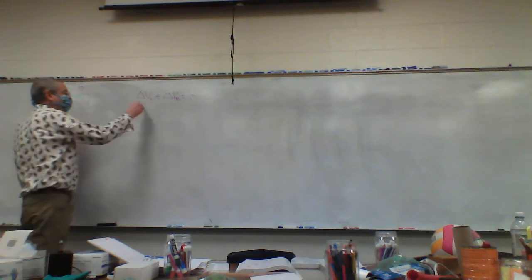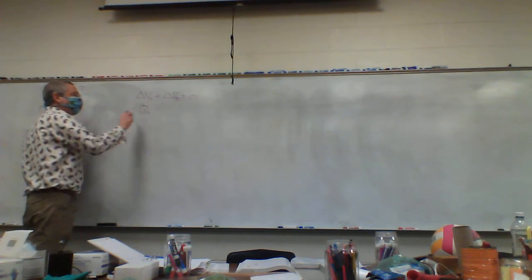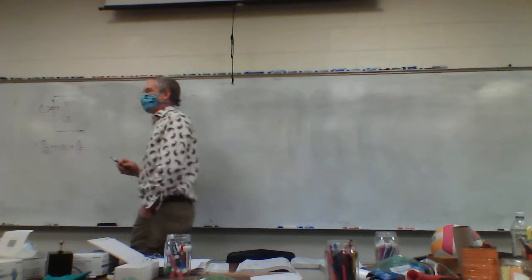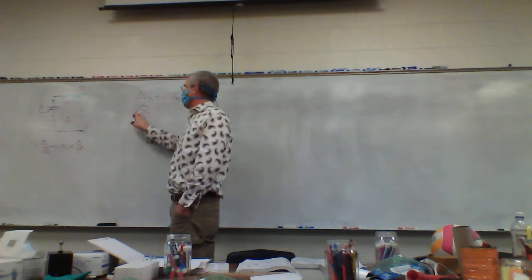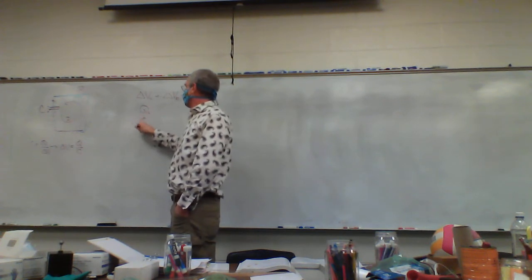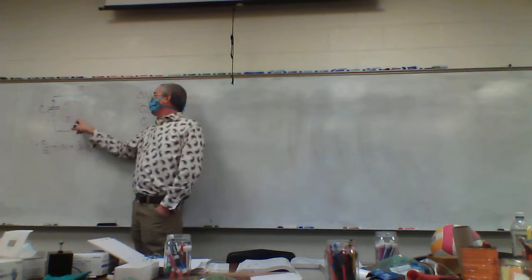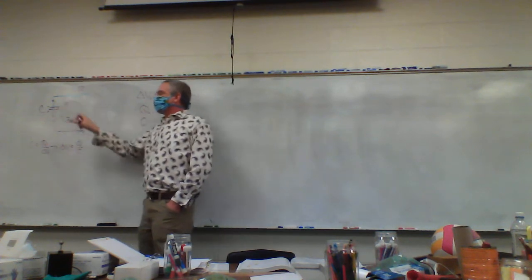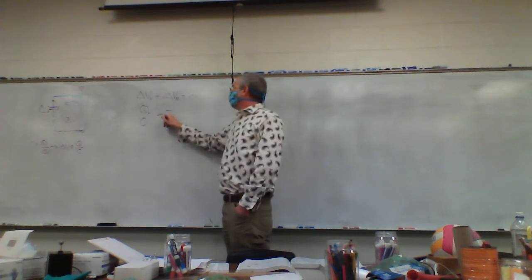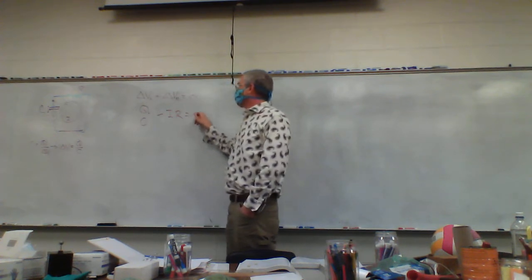So this will be Q, and I'll put a little C there because we do need to differentiate the charges. This is the charge on the capacitor divided by capacitance. And then I'm going in the direction of my defined current across my resistor, so it's minus I times R is equal to 0.